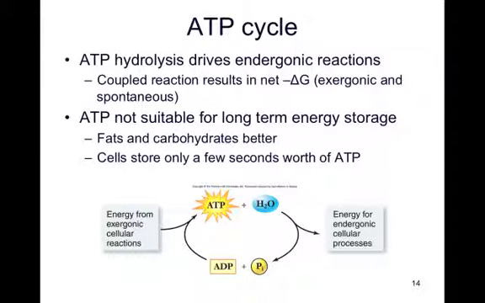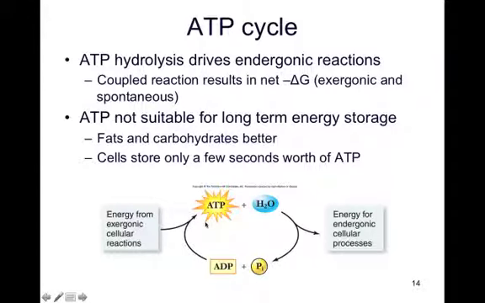So then how do we use ATP? It's the hydrolysis of ATP, or breaking off of phosphate groups, that drives these endergonic reactions, or energy-consuming reactions, that we've been discussing. It's a coupled reaction, so it results in a net negative delta G, so it's exergonic and thus spontaneous.